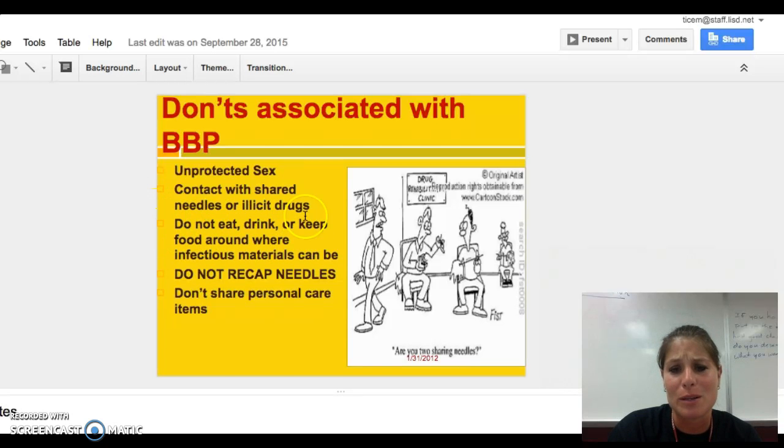Big thing here, especially in the training room: don't eat or drink around an area where there could be contaminated body fluids, okay? When we sit in the training room and we eat on the sweaty treatment tables, you're just asking for some type of bacteria. Don't recap needles. If you have to use a needle for something and you take the cap off, you leave it off. And just don't share personal items. Just remember to take care of yourself.